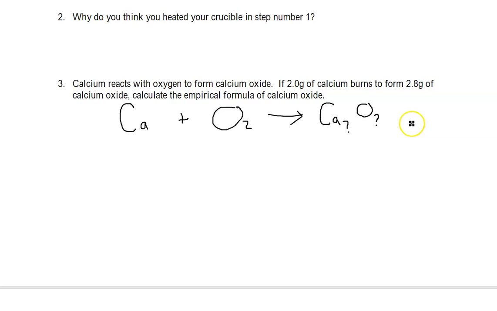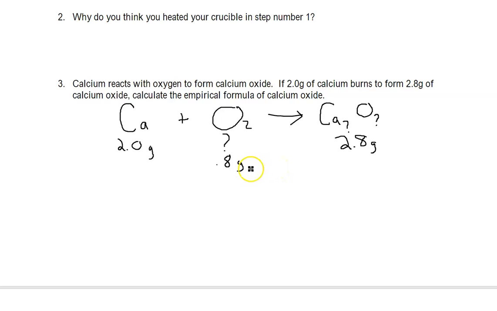So let's say we didn't really know how to do that from the nomenclature unit. How can we figure this out? Well, we're starting with 2 grams of calcium. So we have 2.0 grams of calcium. We don't know how much oxygen is being added to it, right? But I do know that the final product is 2.8 grams of calcium plus oxygen. Okay, so we can use our law of conservation of matter and determine that we have 0.8 grams of oxygen added to this system.